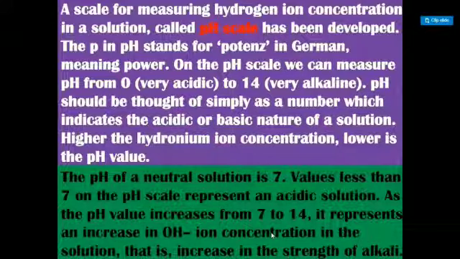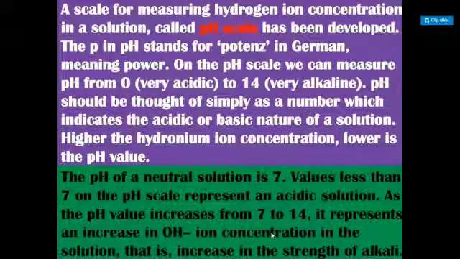This is another video from Acids, Bases and Salts, the second part, and the topic is the pH scale. A scale for measuring hydrogen ion concentration in a solution, called the pH scale, has been developed. The p in pH stands for 'Potenz' in German, and should be written as a small p, meaning power.